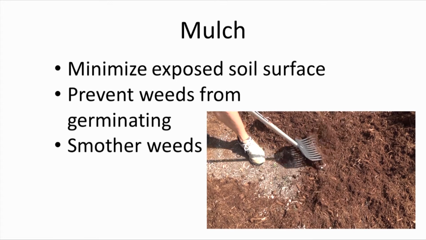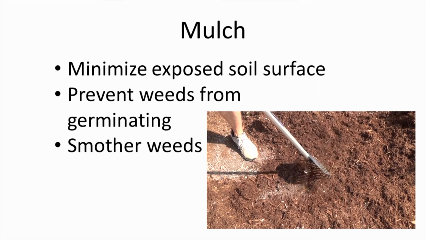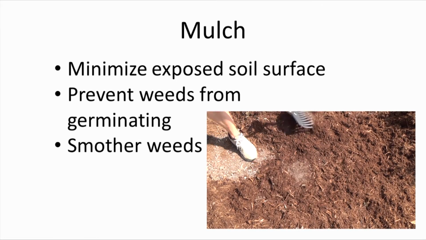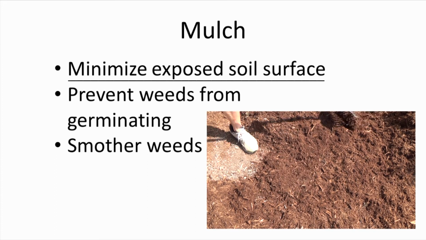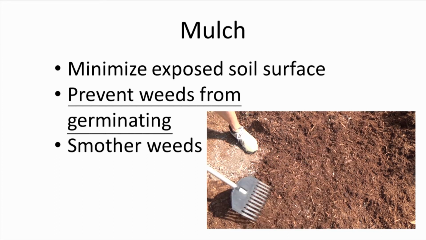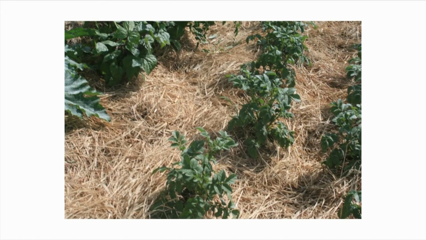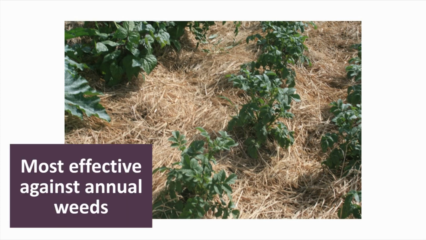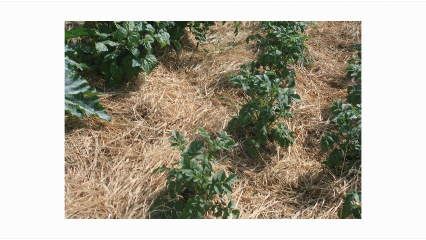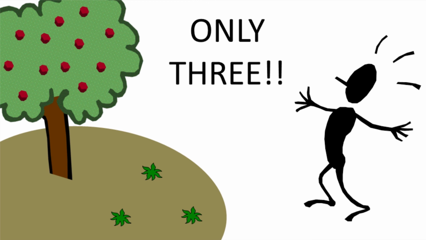Using an organic mulch, such as shredded wood chips, offers many benefits to the garden. Spreading mulch can cover exposed soil, which minimizes weeds from germinating. Mulch can also smother any small weeds that do happen to germinate. Putting down mulch, like the straw shown here, is most effective against annual weeds rather than aggressive perennial weeds. It also makes weed control by other means more manageable. If only 3 weeds pop up, it's a lot easier to pull those out than pulling out 300 weeds.